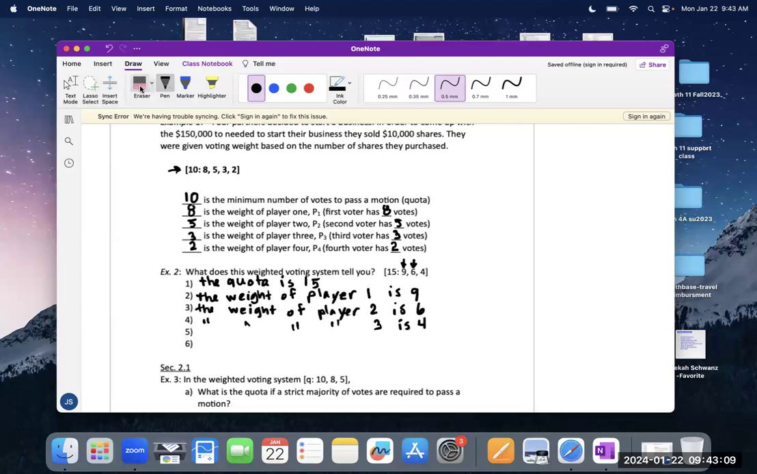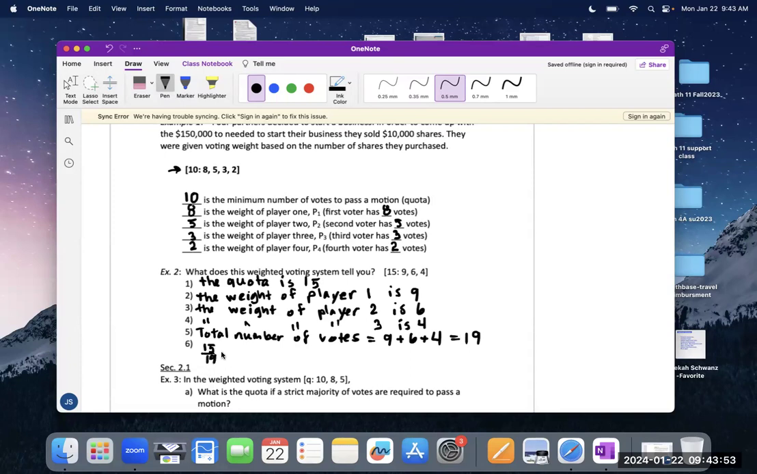We could find the total number of votes in the voting system if we added them all together. So the total number of votes in this system is equal to all of the weights added together. So it's 9 plus 6 plus 4. 6 plus 4 is 10, plus 9 is 19. So there's a total of 19 votes in this voting system. And so that makes the quota 15 out of 19.